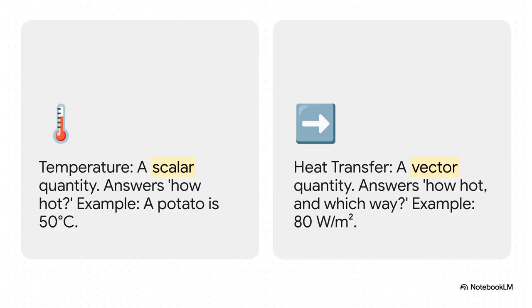And this is a perfect way to picture that difference. On one hand, you've got temperature. That's a scalar. It just answers the question, how hot is it? So this potato is 50 degrees Celsius. Simple. But heat transfer, that's the vector. It answers how hot and which way is the energy going. Knowing that 80 watts of energy are leaving that potato every square meter, that tells you a story. It tells you it's actively cooling down right now.